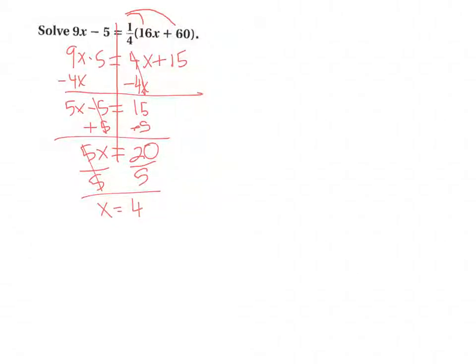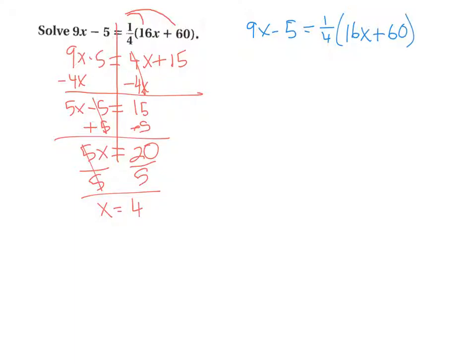Now, there's actually another way we could have solved this problem. There's a few other ways we could have solved this problem, but I want to look at one specific way right now. So we have 9x minus 5 equals 1/4 times 16x plus 60.